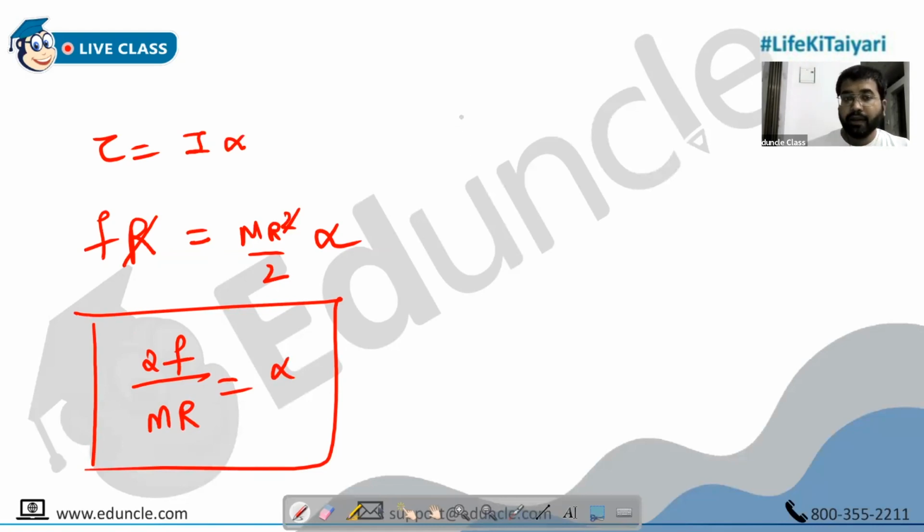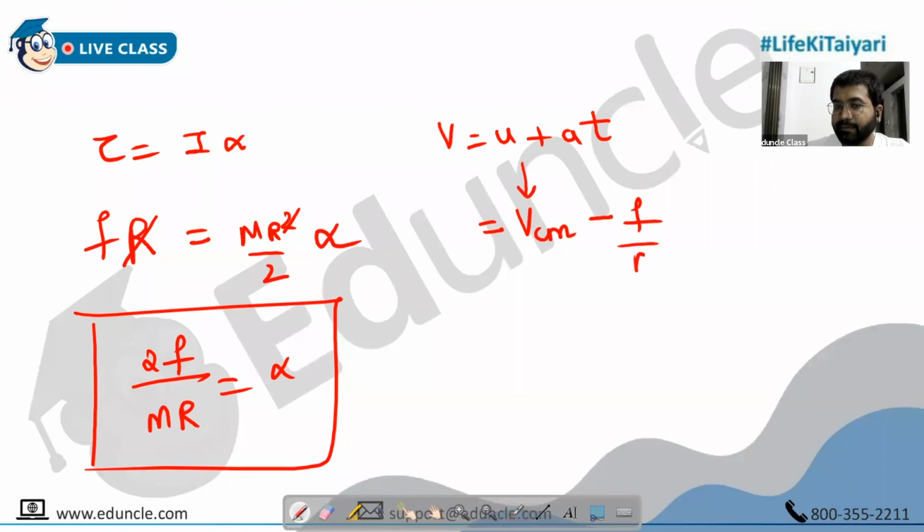Now, people, V is U plus at. V is the final linear velocity. We don't know the value of that. What is the initial linear velocity? VCM. What is the acceleration? Minus F by M into T. Don't you think this now makes sense? Because what happens as time goes on? If the time keeps increasing, what happens to the velocity? It is decreasing. And that is what is expected, because friction is continuously going to decrease the velocity.